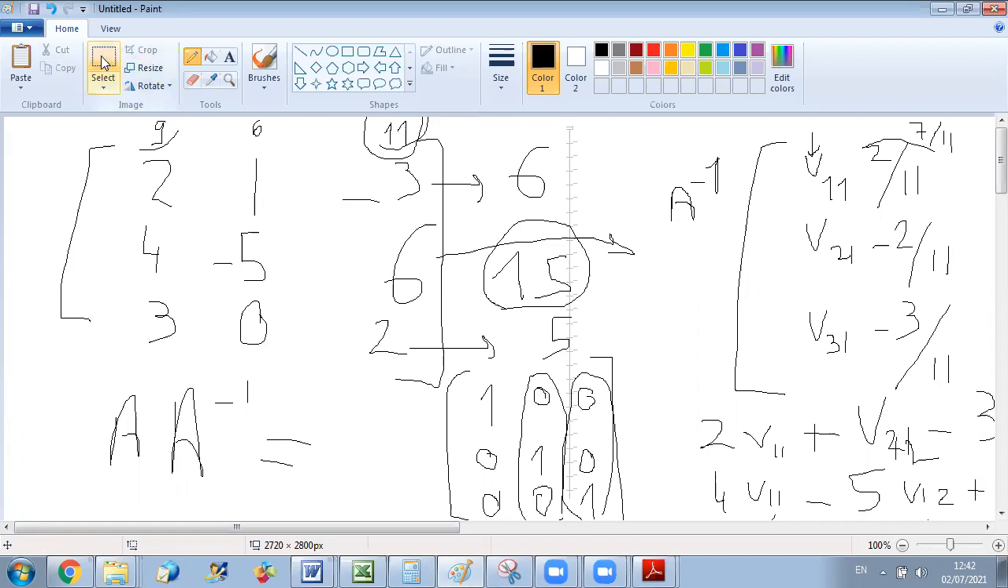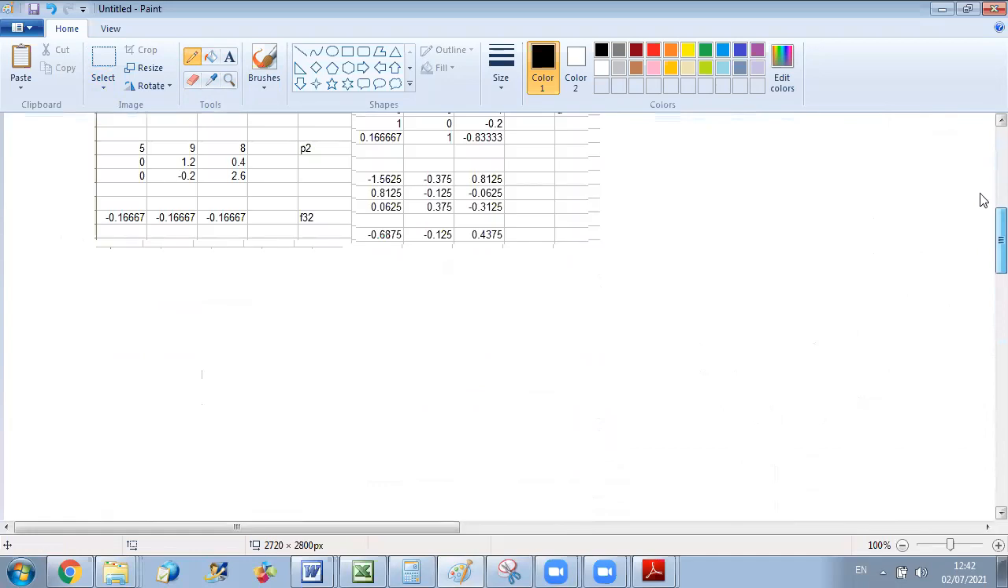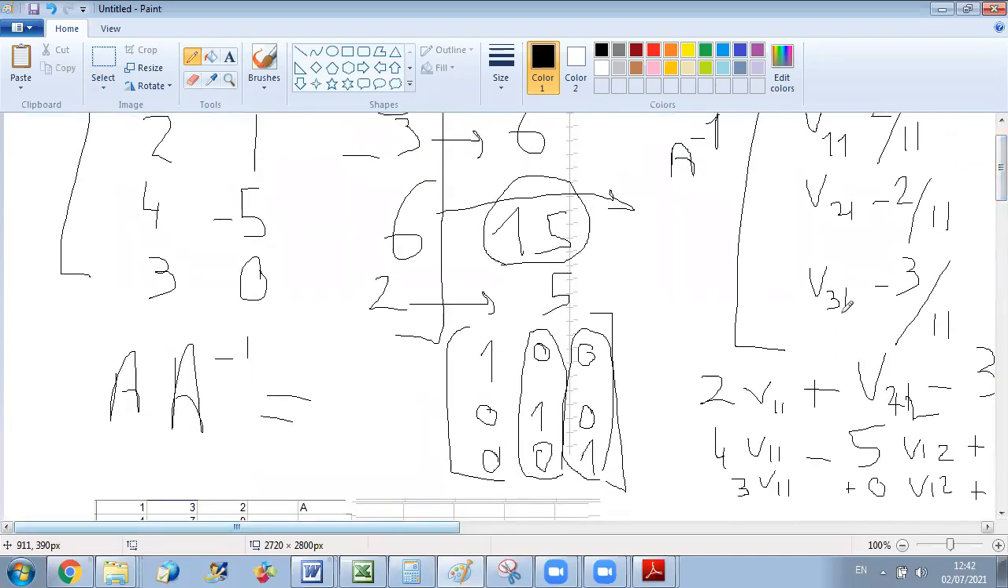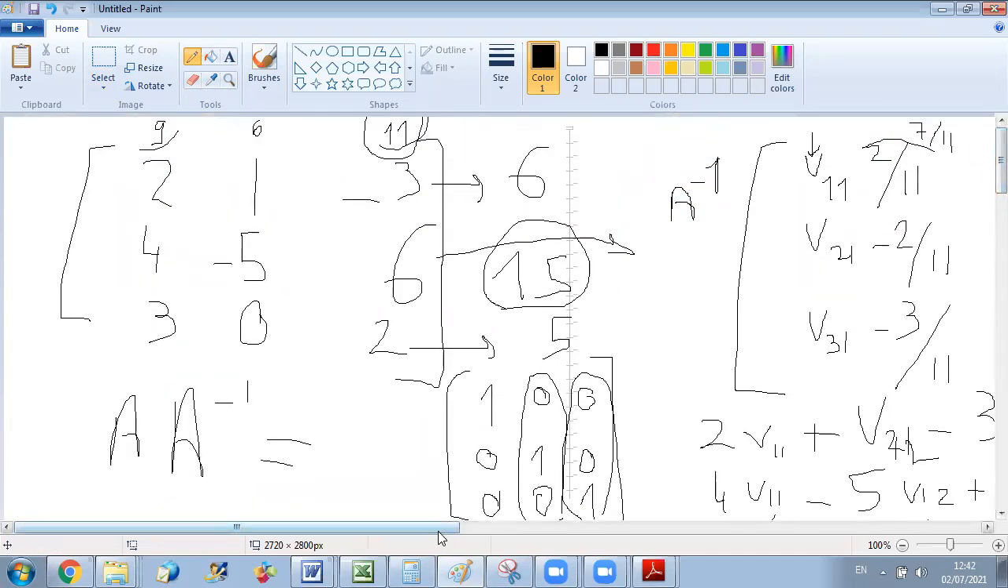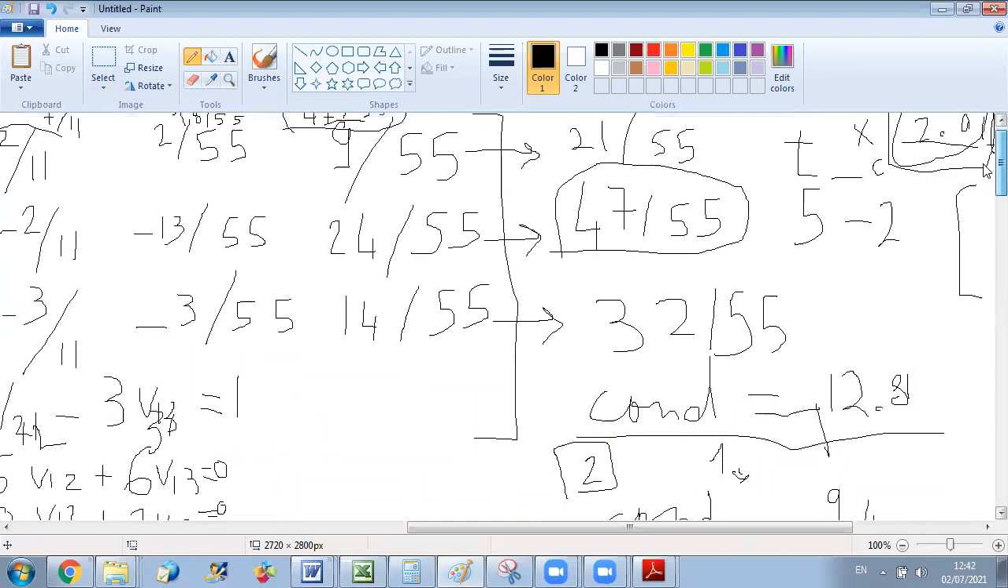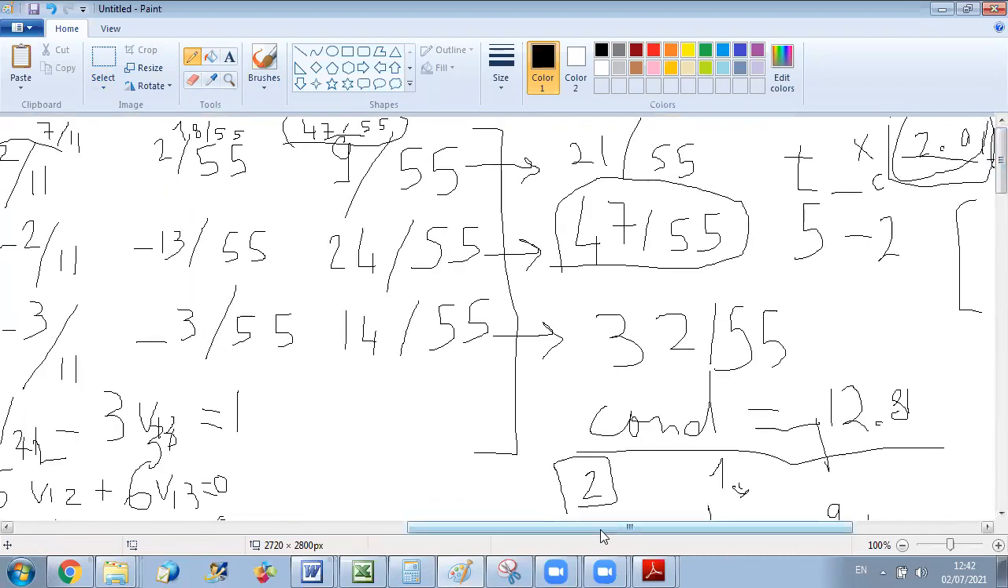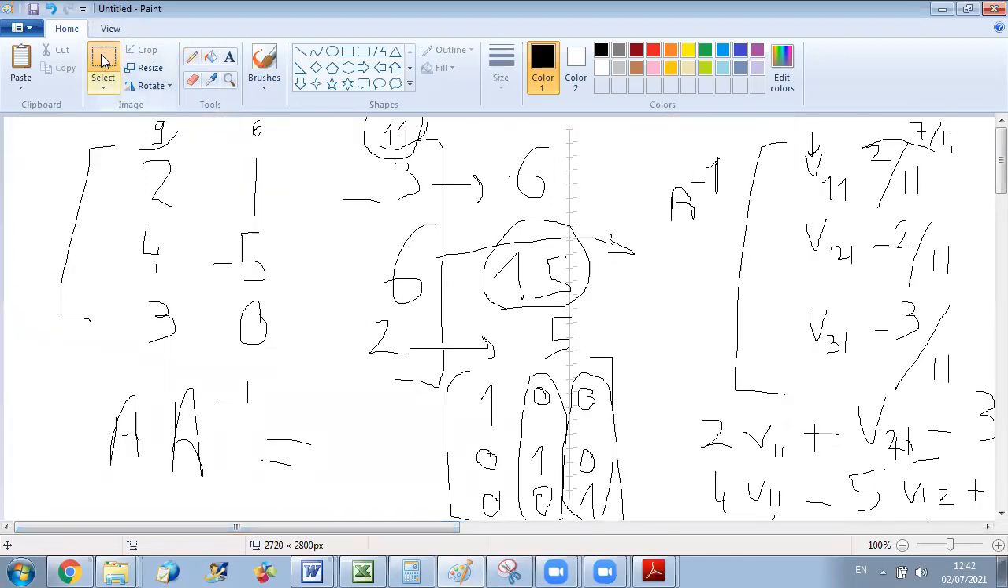We expect that A times A minus 1 is equal to the identity matrix. So we can write 3 systems of 3 equations with 3 unknowns. The first system will consider matrix A times the first column. So if I just do A times the first column of A minus 1, what do I get? Let us do it here. I will take matrix A as it is.